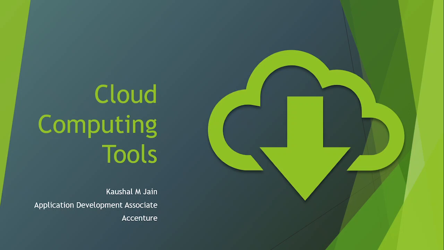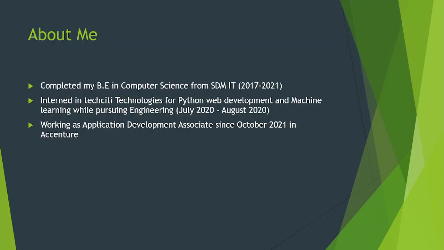So, this is a little bit about me. I completed my engineering from STMIT, pursuing computer science. I'm from the recent batch, 2017 to 2021. During my engineering, I did an internship on Python web development and machine learning. That was during 2020. And currently, I'm working as an application development associate since October 2021 in Accenture.